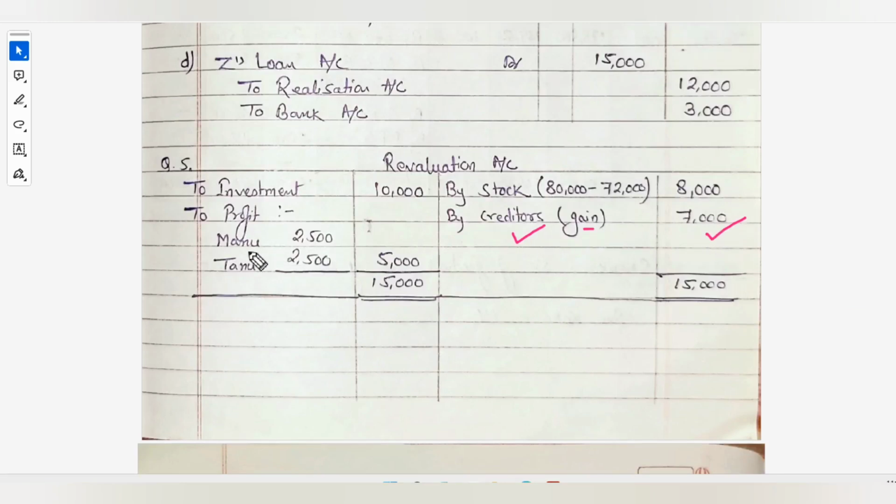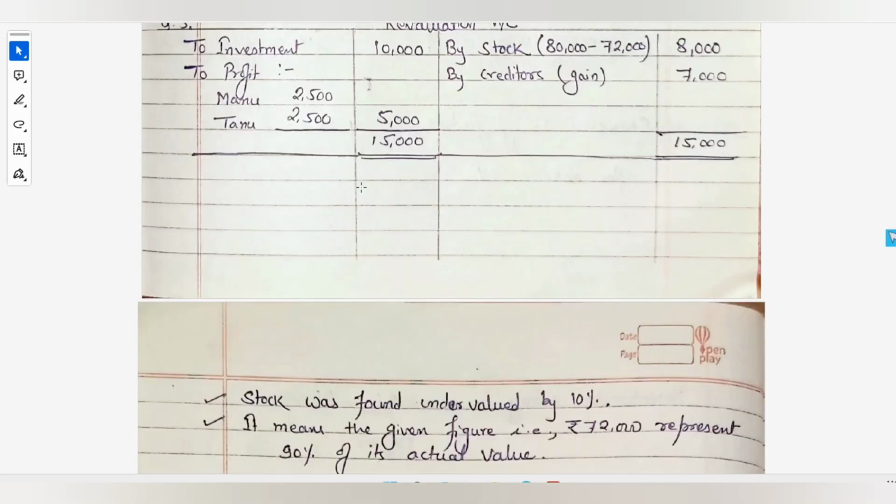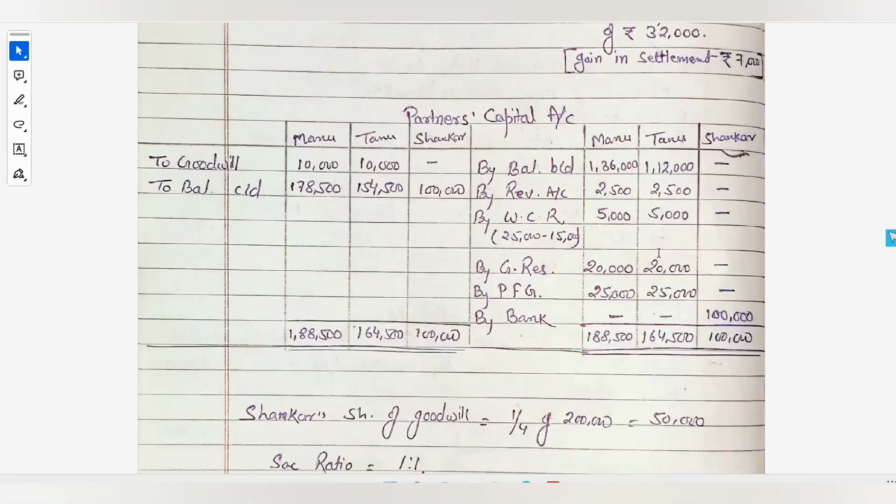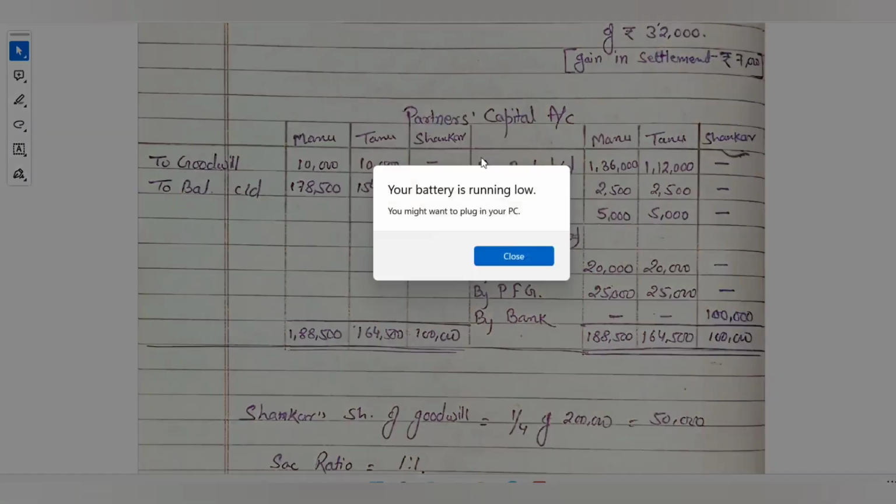So finally, no adjustments remain for the revaluation account. That is why we have concluded a profit of rupees 5,000, which has been distributed in the old ratio, which is equal, that is 2,500 to each partner. Now let's move to the next part of this question, that is partners capital account. As you all know, partners capital account carries some particular steps, and one by one I'm going to dictate all the steps. The first one is to write the balance available of the partner, that means by balance b/d.